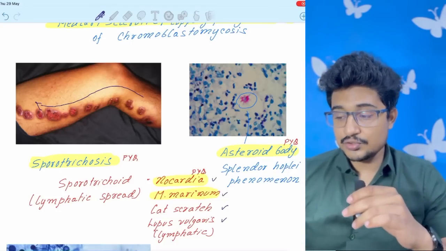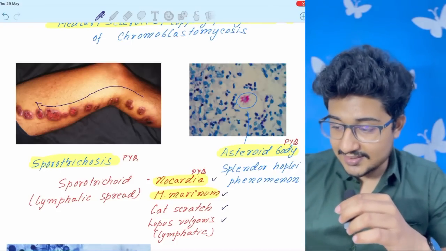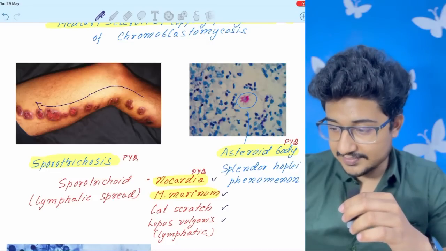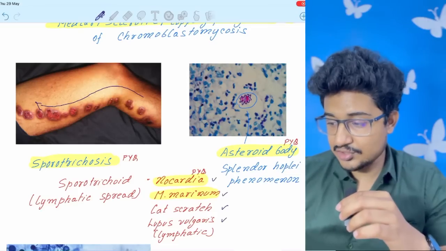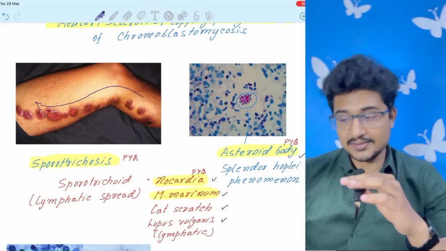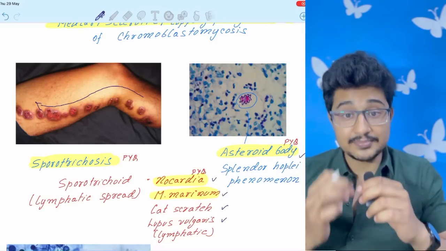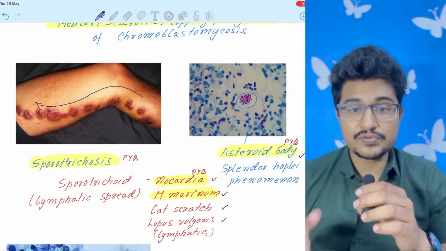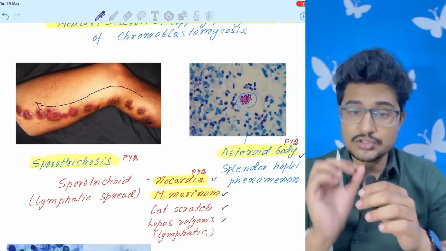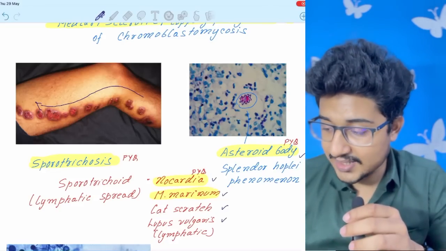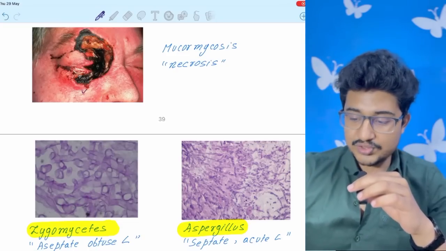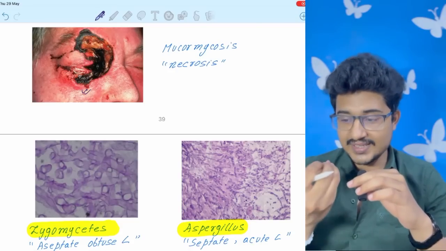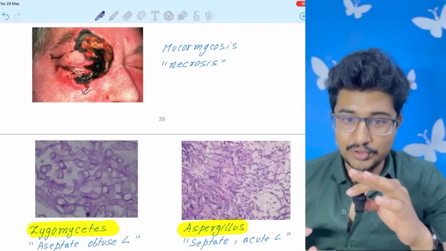In histopathology, what you can see is a star-like body, as you can see, this is a star-like body. This is called asteroid body, and the phenomenon that is around the organism, there is eosinophilia. This phenomenon is called Splendore-Hoeppli phenomenon. In the image you can see black necrosis around the eye or the face, then it is nothing but mucormycosis.